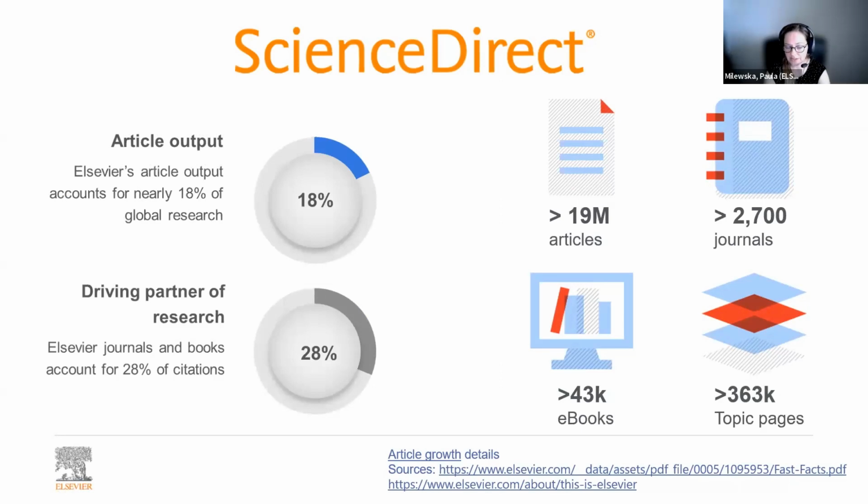It's an Elsevier database, so you can find here all of our journals, ebooks, and other publications. Everything that Elsevier ever published is stored here on the ScienceDirect platform. This is almost 20% of global research output. So I think that's great information for you. You can find here more than 19 million articles and 43,000 different ebooks.